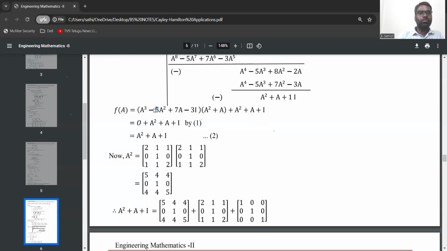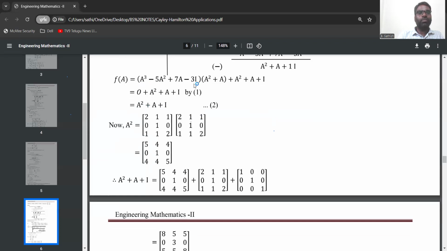We know that this is from the Cayley-Hamilton theorem. This part equals 0, and 0 into this part, a square plus a, is also vanishing. So this total part is 0, plus we are getting a square plus a plus I from the remainder part. Therefore, f of a is equal to a square plus a plus I. So here we require a square.